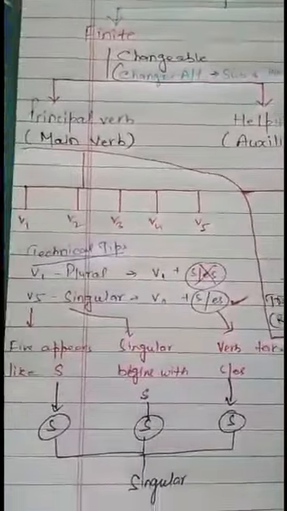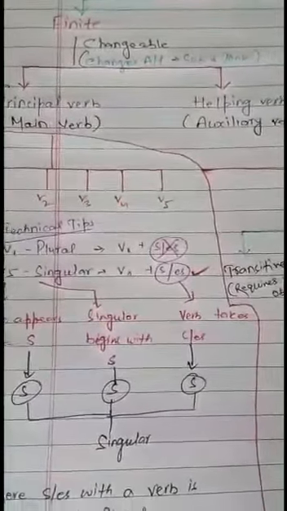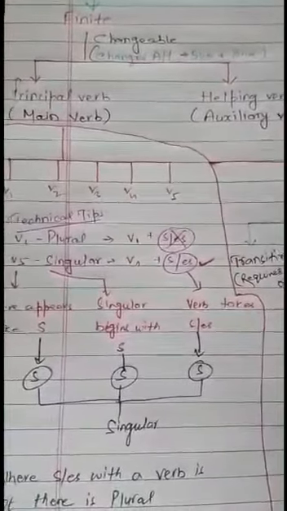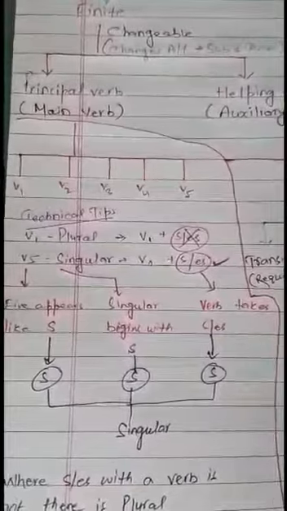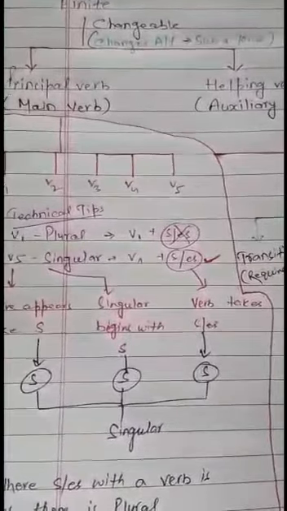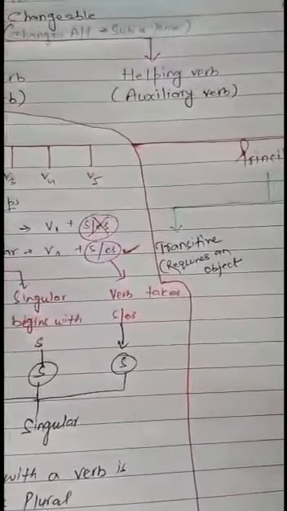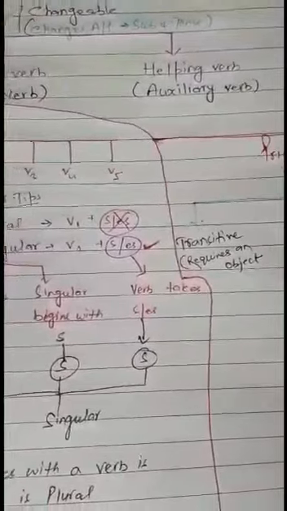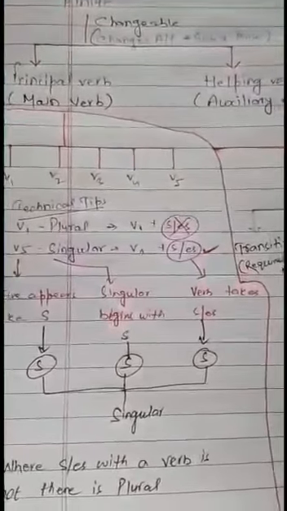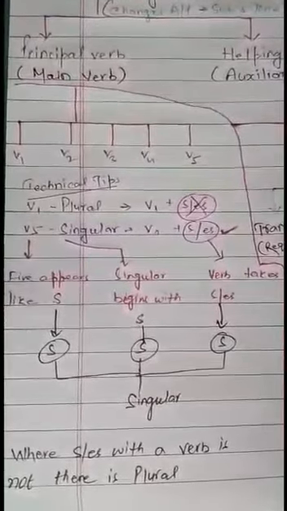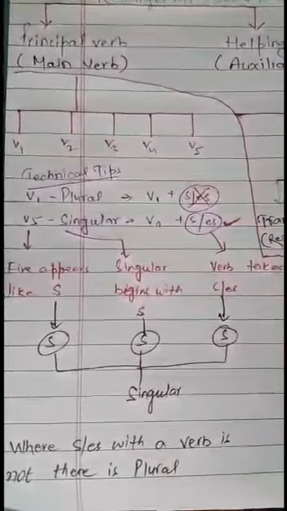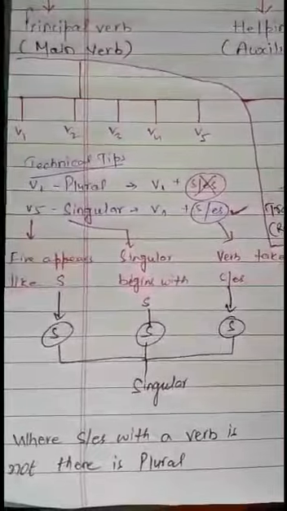Now let me describe. Finite verb has been classified in 2 different parts. The first one is well known to you, that is your main verb. You can call it principal verb as well. The second one is helping verb. You can call it auxiliary verb as well. Now principal verb or main verb has its 5 forms. You are well aware of V1, V2, V3, V4 and V5.